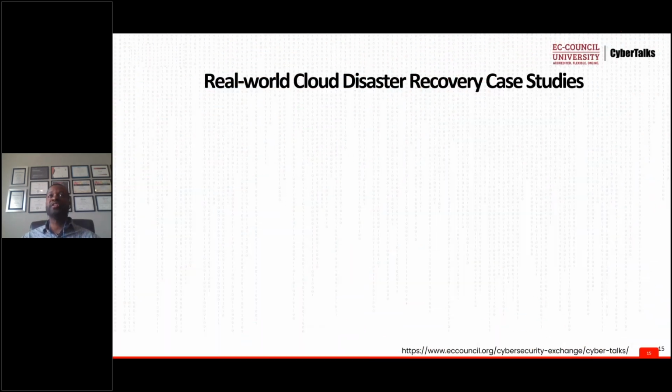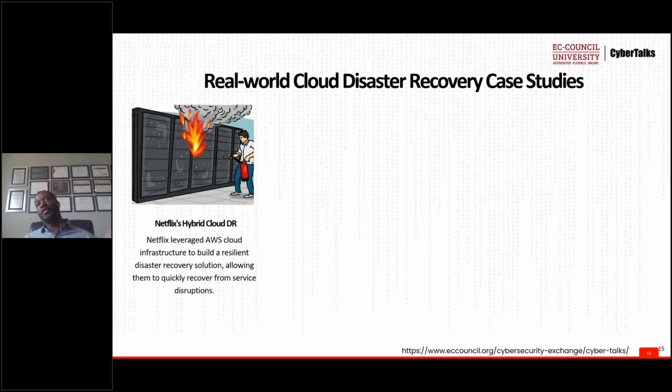Let's take a closer look at how industry leaders are applying cloud-based disaster recovery strategies at scale in real environments under real pressure. Netflix offers a great example of hybrid cloud resilience. They use AWS infrastructure to create a disaster recovery model that could withstand major disruptions. When outages occur, their hybrid design enables rapid failover while continuing to serve global users.